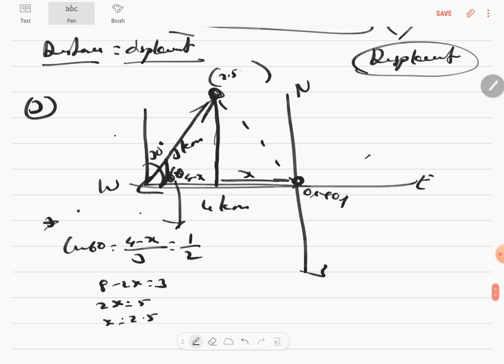So you got the x coordinate 2.5. To get the y coordinate, you get sin 60 is equal to opposite by 3. Sin 60 is also root 3 by 2. Therefore, opposite is 3 root 3 by 2.